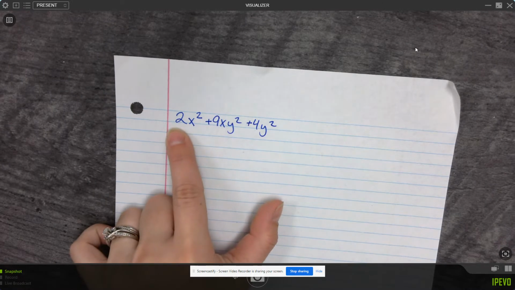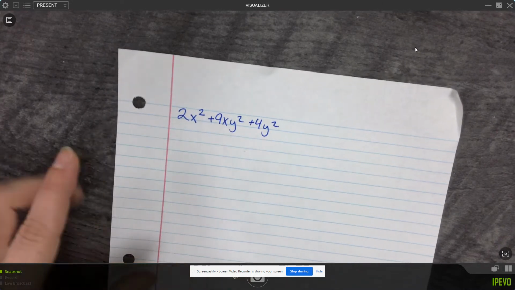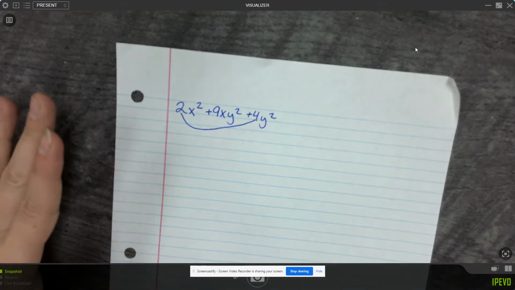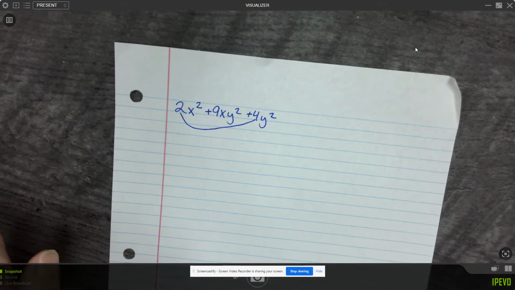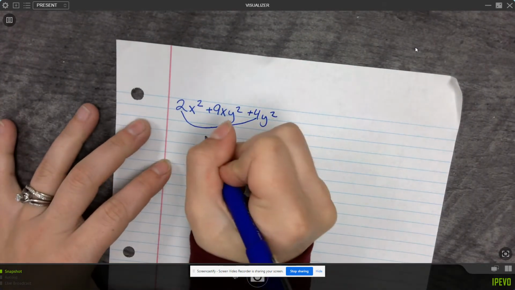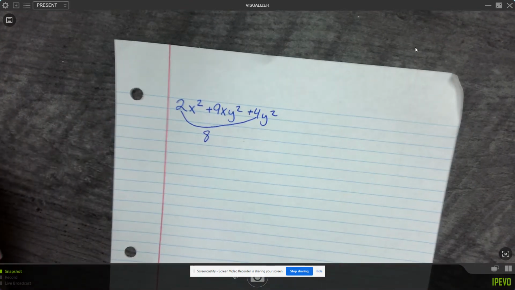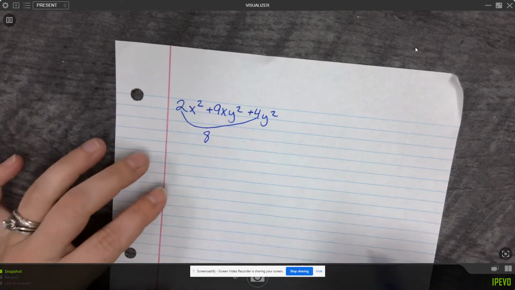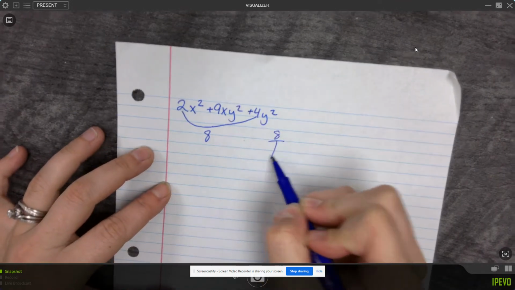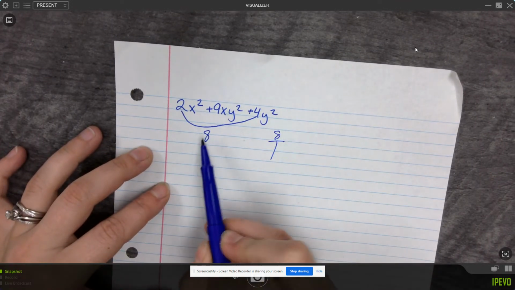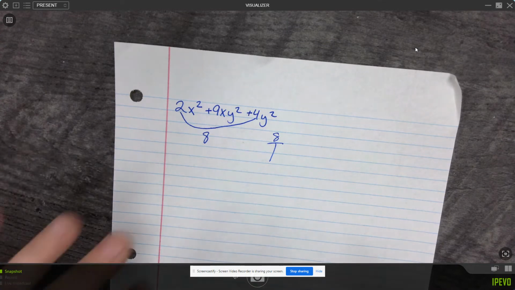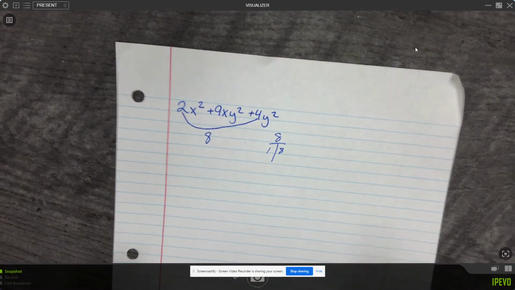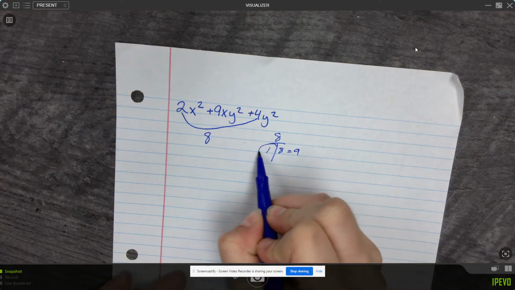You focus on your numbers, 2, 9, and 4, and you are going to multiply your first and last numbers, paying attention still to if there were any negatives. So in this one, 2 times 4 gives me 8. You then need two numbers that multiply to be 8 and add to be 9. I would start with, since I have a positive and a positive, I need positives, 1 and 8, which does just so happen to be 9. So those are your two numbers, 1 and 8.